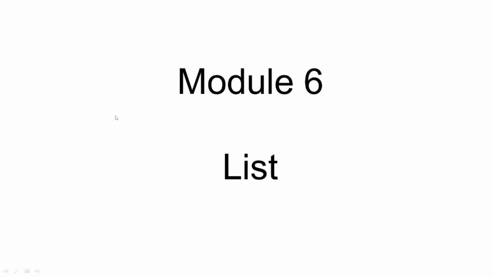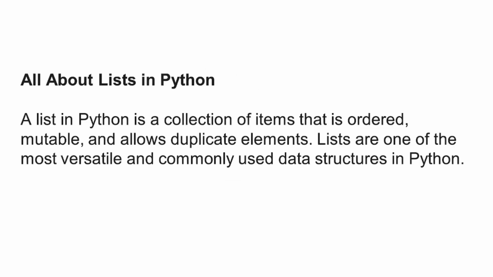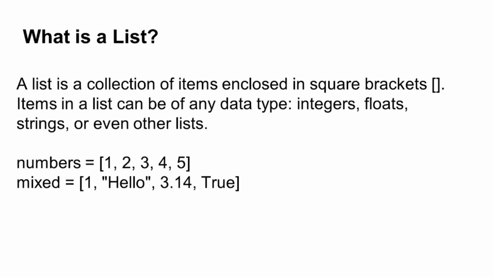The topic is lists. So we are going to learn all about lists in Python. A list in Python is a collection of items that is ordered, mutable, and allows duplicate elements. Lists are one of the most versatile and commonly used data structures in Python.